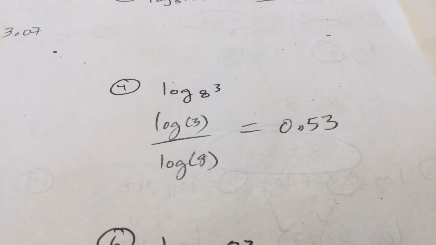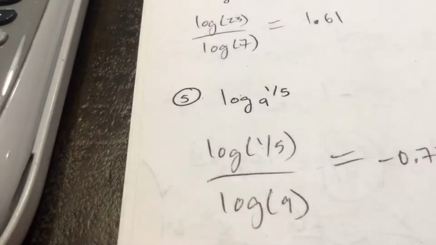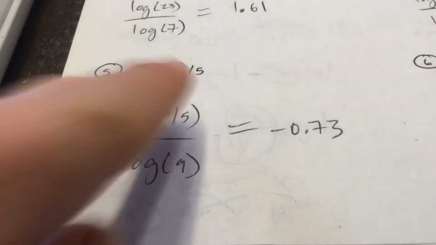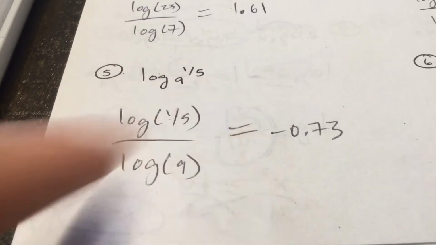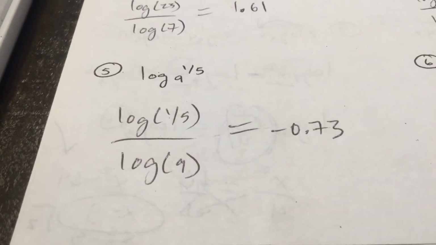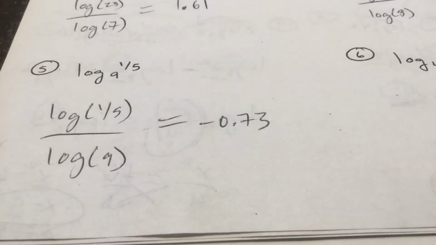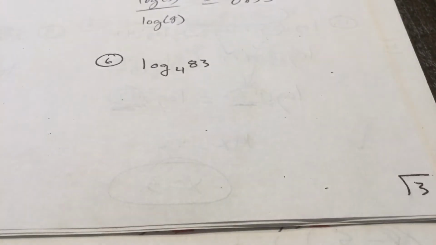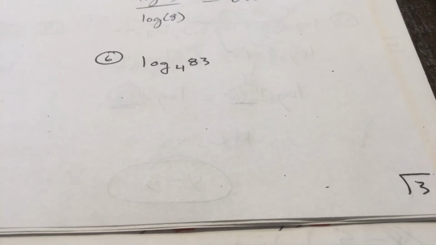This would be log of 3 divided by log of 8. Yes, you can get an answer less than 1. Again, 8 to what power gives you 3? That's how you get negatives. Remember, if I go from a number bigger than 1 to a number less than 1, I had to have raised my number to a negative power. All right, negative 0.73. You guys can do that one on your own. Log of 83 divided by log of 4.